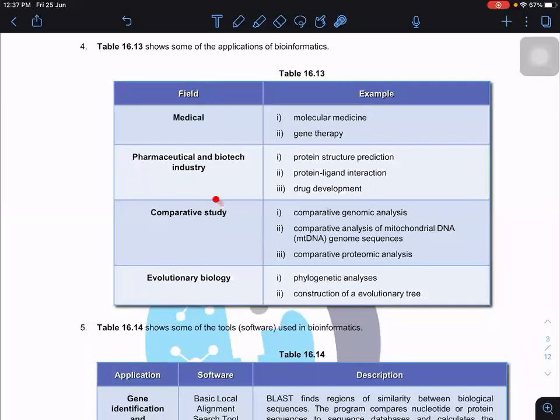We can do the comparative study. We compare the genomic study. For example, most of the time when we want to carry out an experiment, we cannot straight away do it.